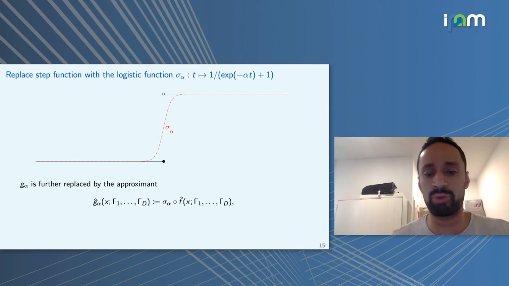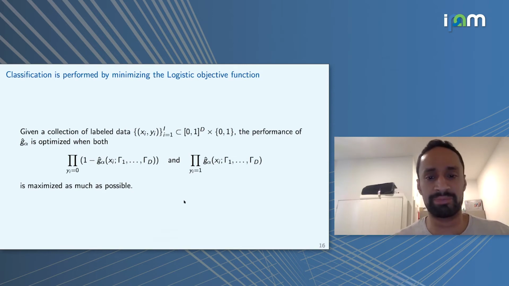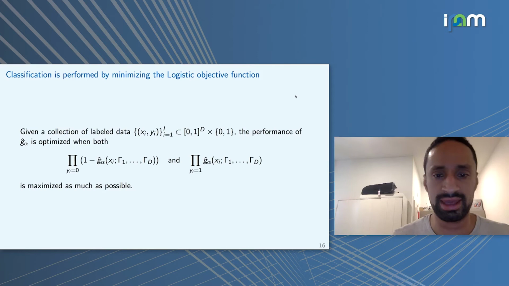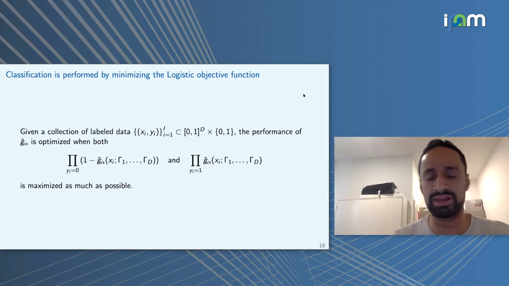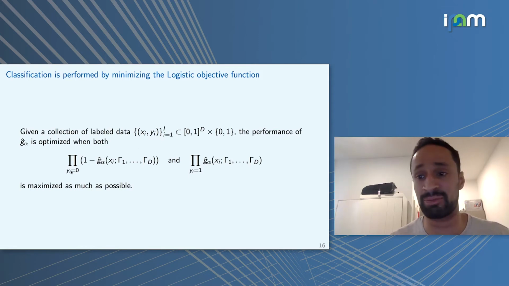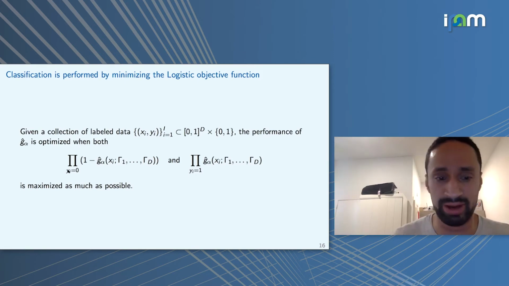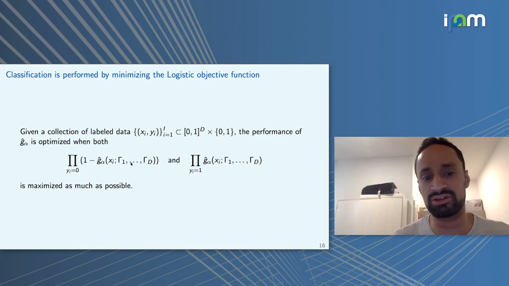And now we want to train this G alpha. The way we do it is, ideally speaking, you have a labeled data set, and the labeled data set is either 0 or 1. Ideally, you want your classifier to match all the labels correctly. So for all the samples for which the class belongs to 0, Yi is 0, you want your classifier to return 0 as well.